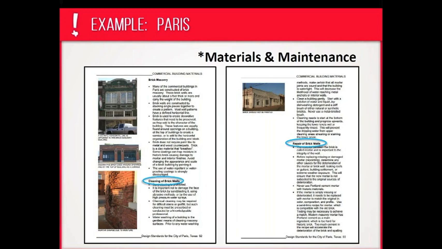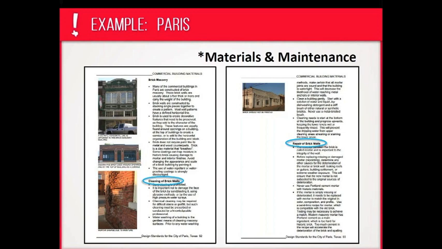Many guidelines just talk about the building features such as windows, doors, roofs, and storefronts. However, Paris's design standards go beyond the features to discuss the materials that make up those features. This includes brick, stone, wood, metal, glass, and stucco. For each material, they explain how the material is used.